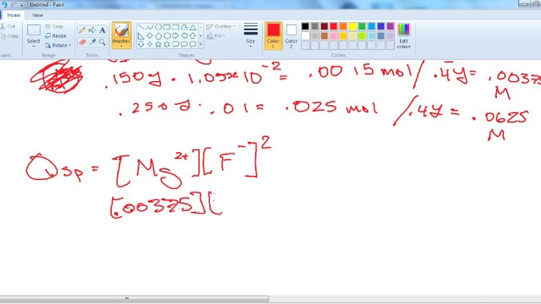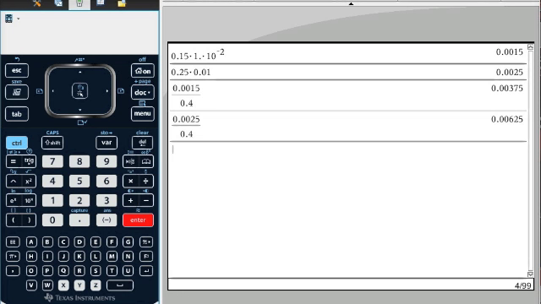0.75, and you should get 0.0625 squared, and you get a beautiful number of 1.5 times 10 to the -5. Oh, look at that. Sig figs.